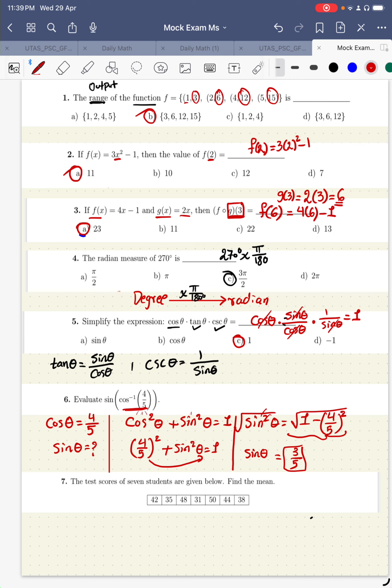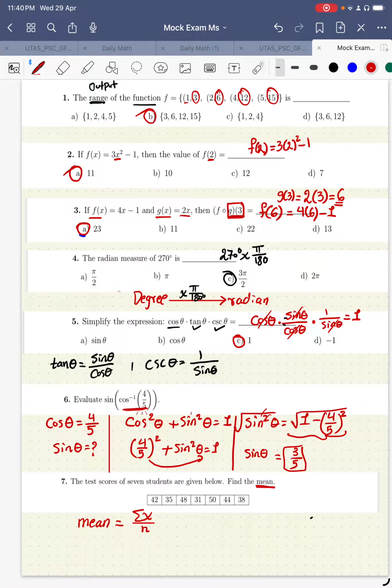Now let's go to question number 7. The test scores of 7 students are given below. Find the mean. So they want me to find the mean. What do we mean by mean? Mean is المتوسط الحسابي, which means it is the summation of all values divided by their number. So mean equals the summation of all values divided by their number. So first, مجموع القيم على عددهم.